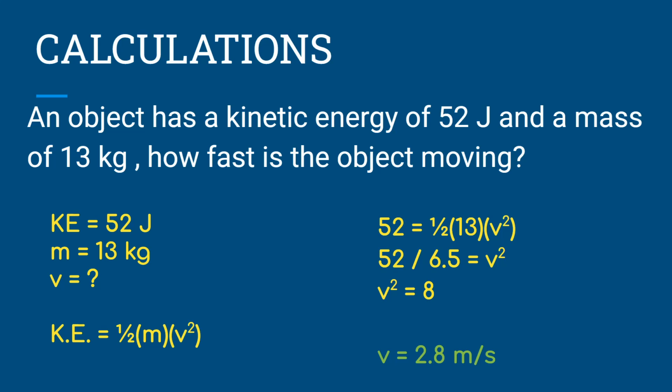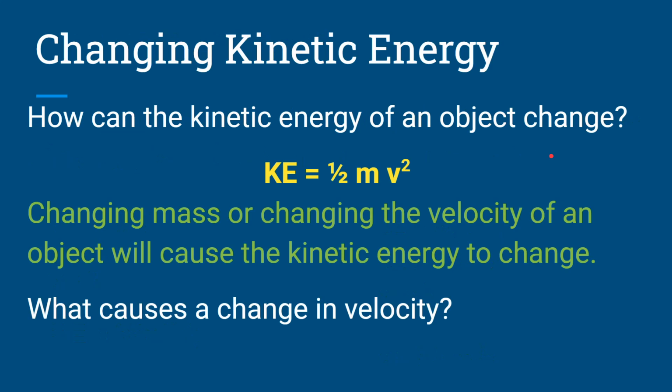Questions about this? Again, I hope you guys find this stuff pretty straightforward. It does obviously get more complicated the more equations we add, but we haven't made it too complicated yet. All right, how can the kinetic energy of an object change? Changing mass or changing velocity of an object would cause the kinetic energy to change. Now, we can't easily change the mass of a moving object, but you can change its velocity.